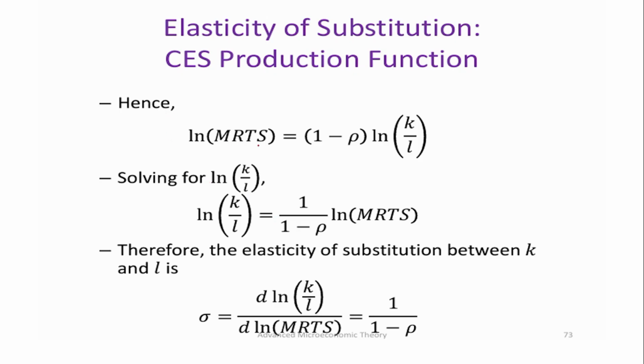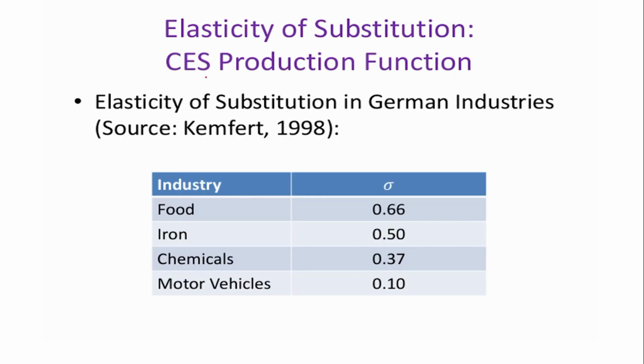And we take ln on both sides of the MRTS and ln K/L, and this is solving for K/L. Just change the position, left-hand side to right-hand side, like that. Therefore the elasticity of substitution between K and L will be 1 divided by 1 minus rho. This is the elasticity of substitution for the CES production function.